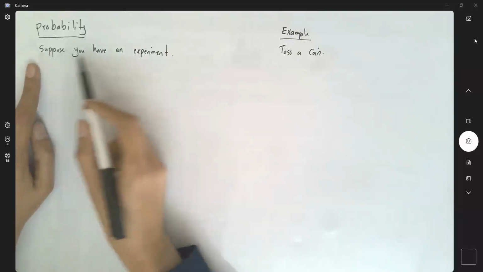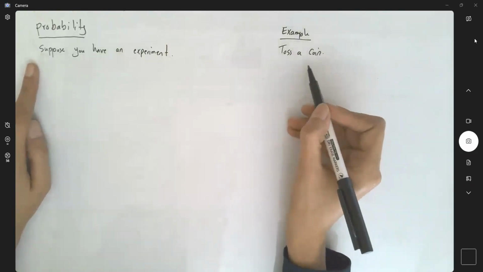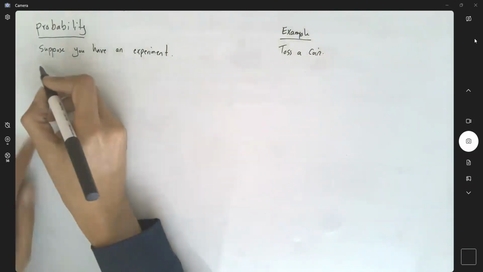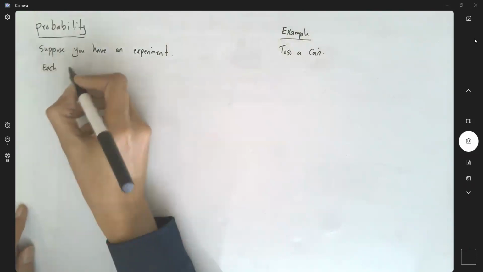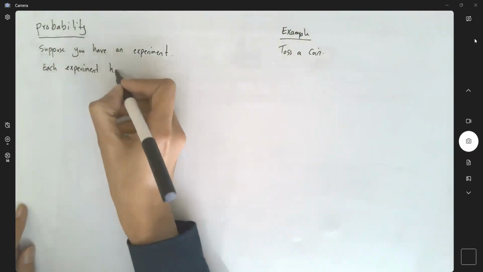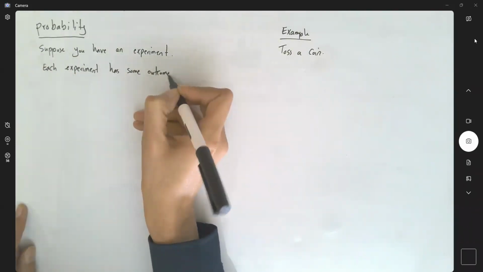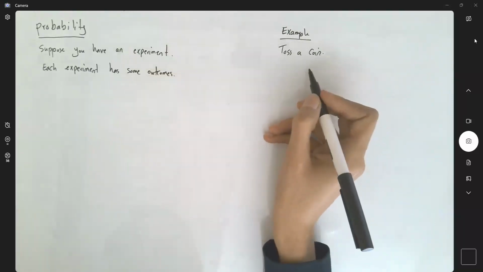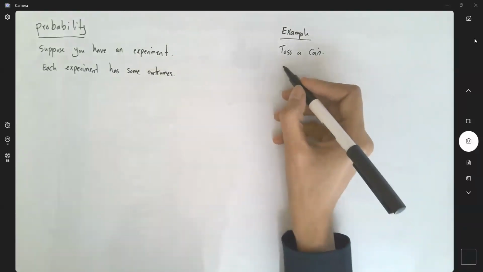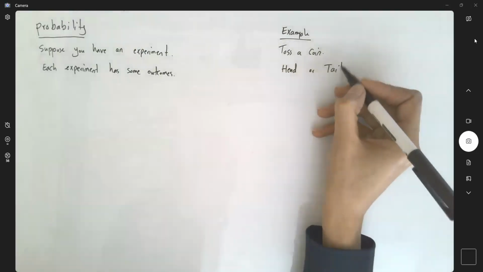Probability. Suppose you have an experiment. The experiment can be tossing a coin. In that experiment, you have some outcomes. Each experiment has some outcomes. For example, the outcome of this experiment is having a head or having a tail.